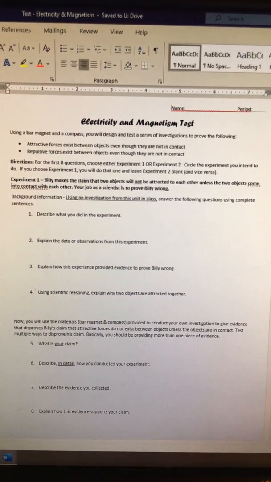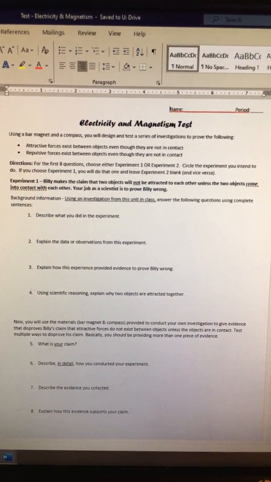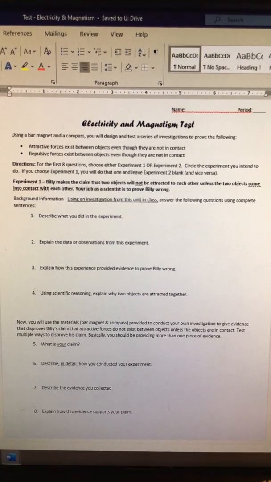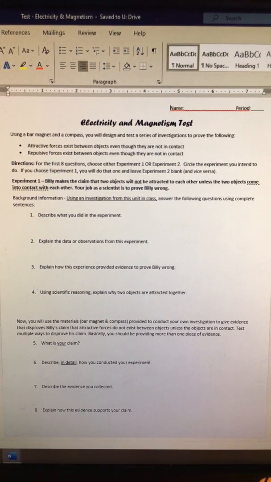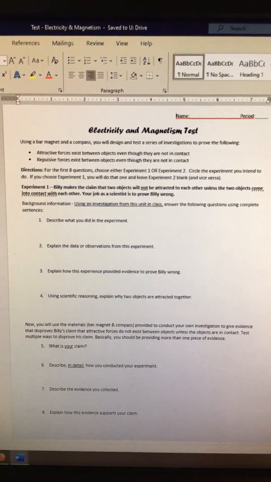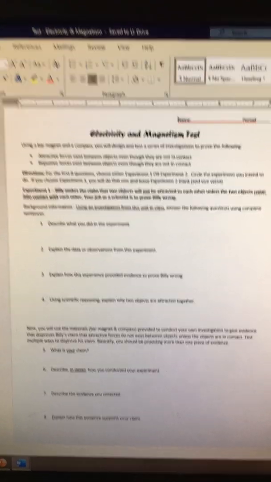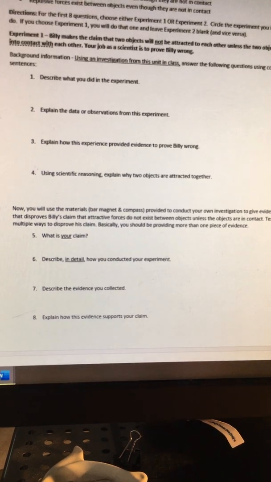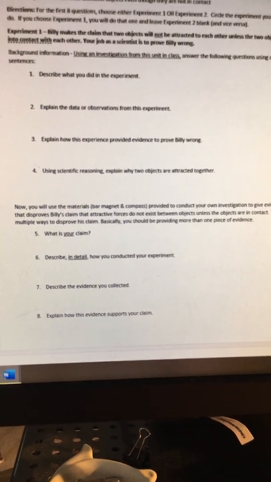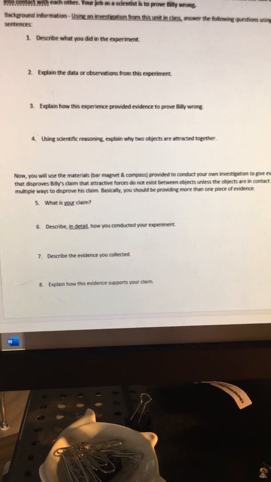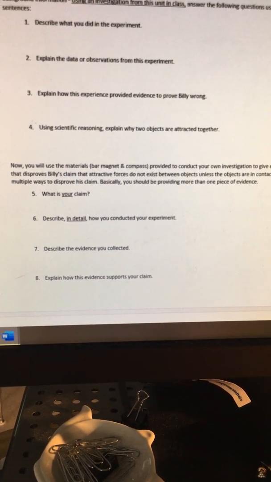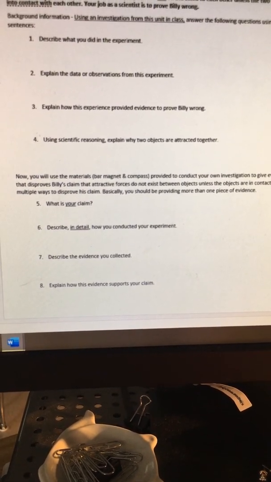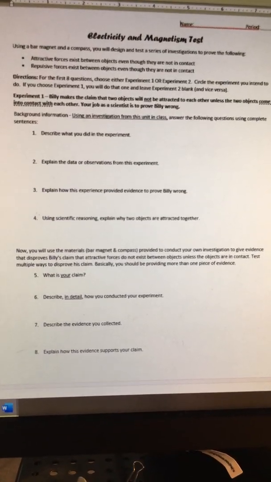And then finally, question 4 for each of those experiments is using scientific reasoning, explain why two objects are attracted or repel each other. Okay, so tell me why that is. On the second part of both of those experiments, you will actually be making up your own experiment. So you will be provided one bar magnet and a compass, and you will conduct an experiment to prove either Billy or Angela wrong.